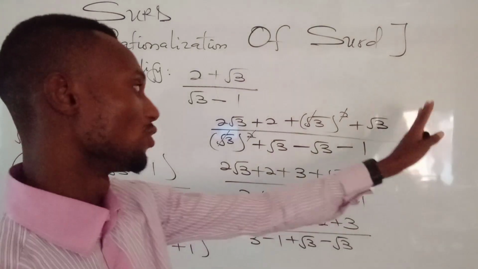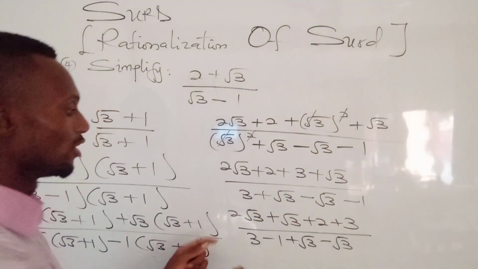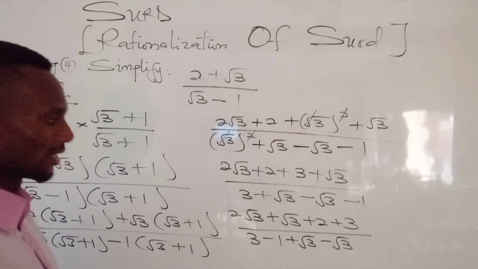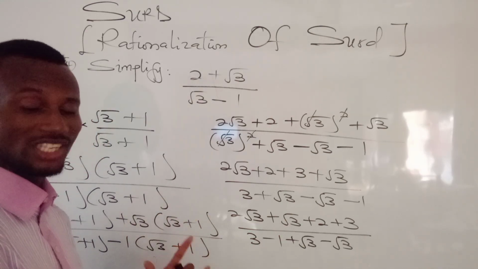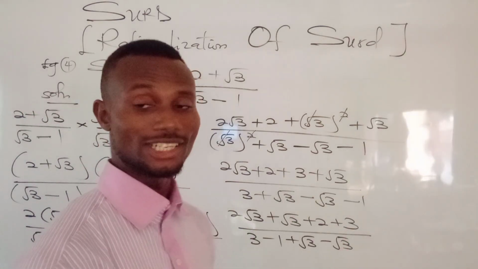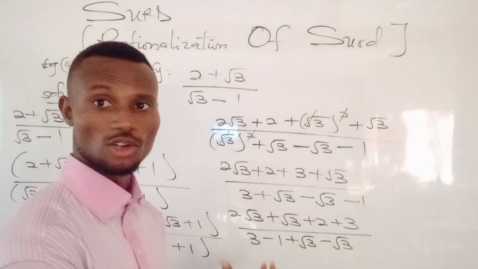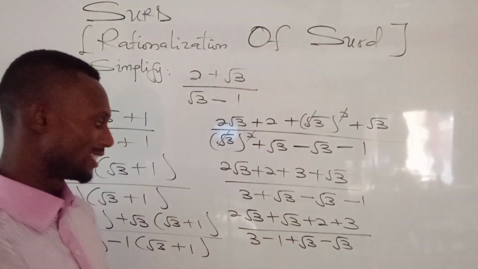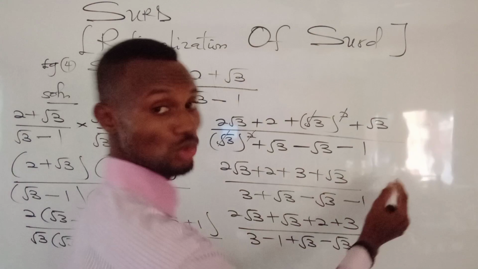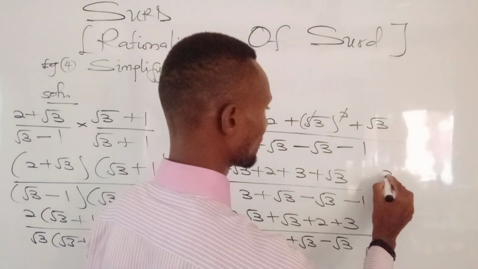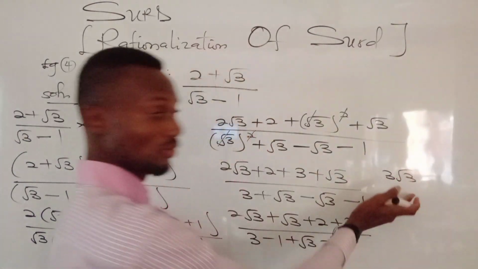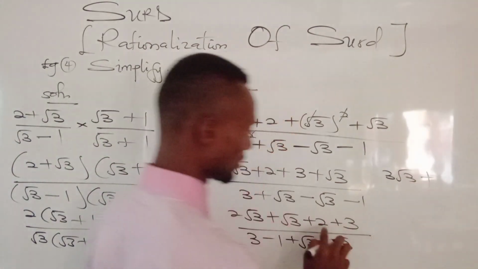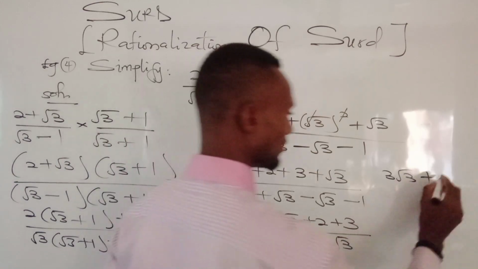I want to continue from this side. So now 2 root 3 plus root 3 gives 3 root 3. I hope you agree with me. We've done addition and subtraction of surds, so we are applying that knowledge here. So 2 root 3 plus root 3 gives 3 root 3. I'm continuing from this side. So I'm going to get 3 root 3 plus 2 plus 3, which gives 5.